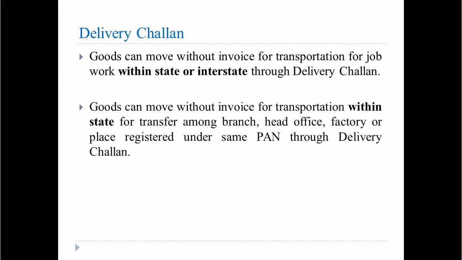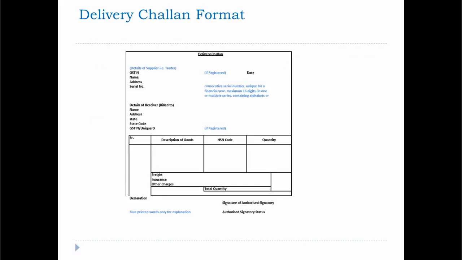You can also use a delivery challan to move goods within the same state for transfer between your branches, head office, factory or place registered under the same PAN within the same state. This is how a delivery challan should look. It includes details of goods, supplier, receiver, taxes and expenses.